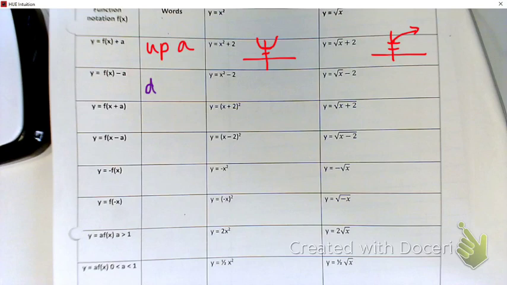So the next one, whenever there's something on the outside, then that means down a. So in this graph right here, that means I'm going to go down 2, and then I'm going to draw that parabola. That's not right. I just mean I went down 2 to draw it, sorry. Okay, and then so the next one, I go down 2, and then I draw that little sideways parabola thing.